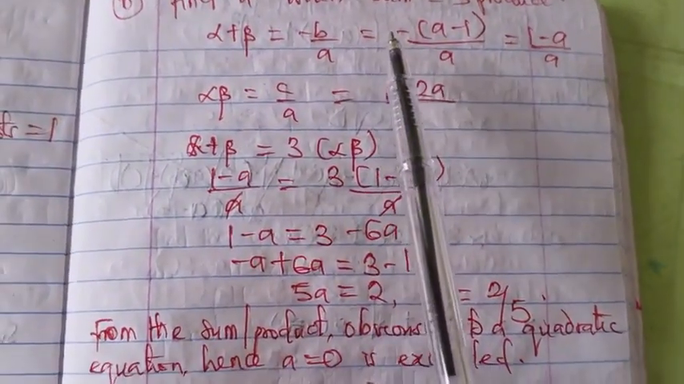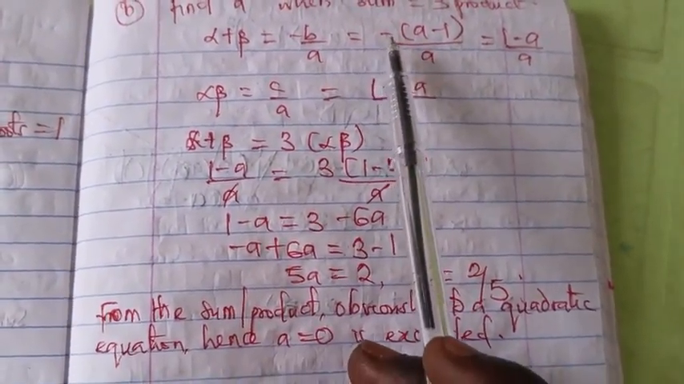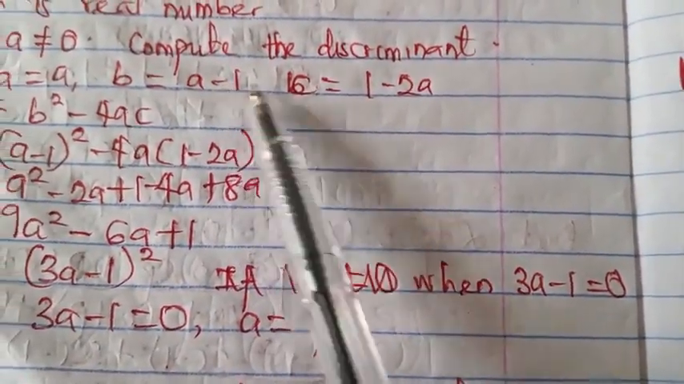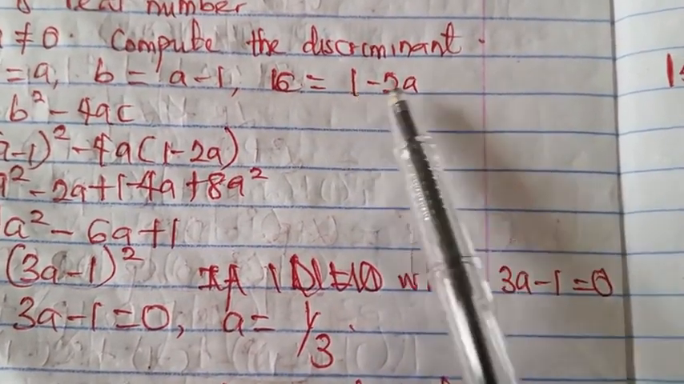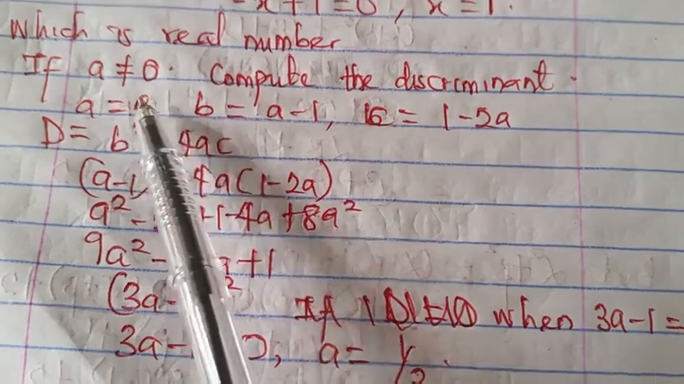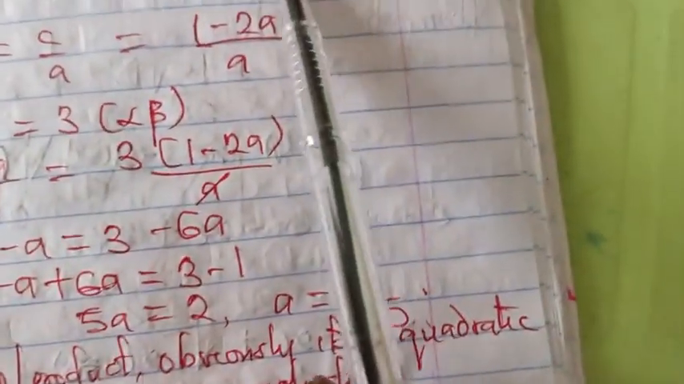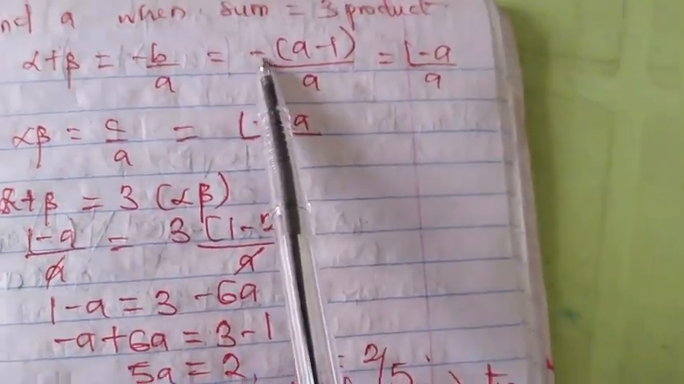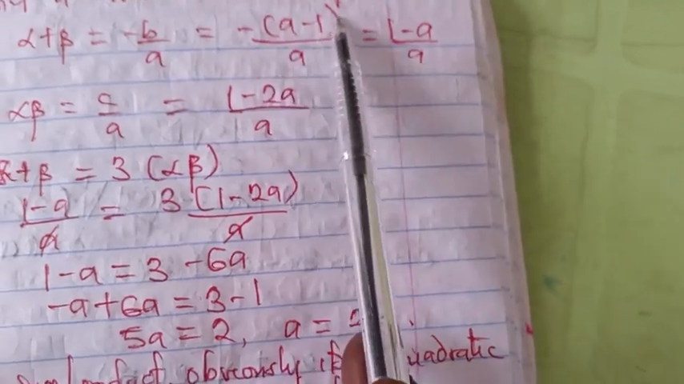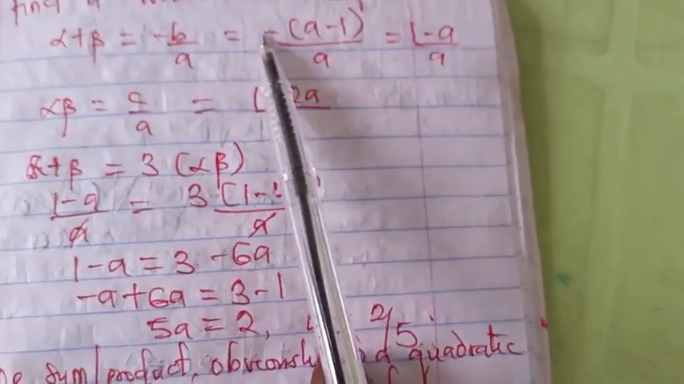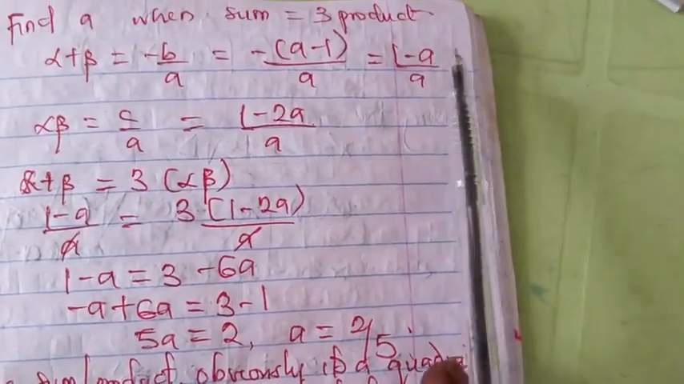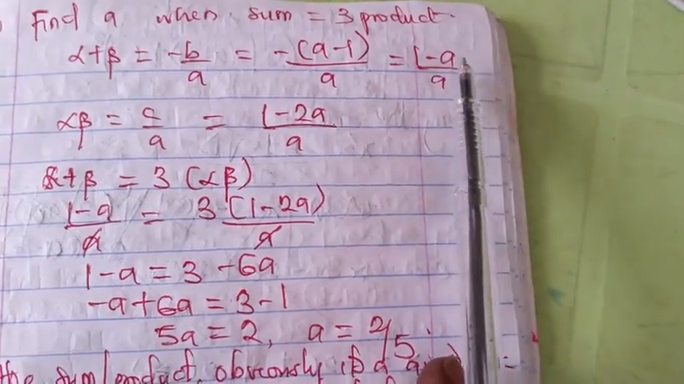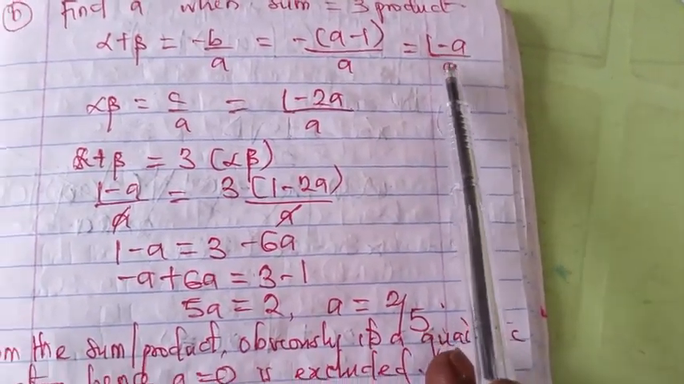Minus b over A. So already you know in this equation, our B is what? Our B is A minus 1. Our C is 1 minus 2A. And our A is A. So that was what we did here. So minus B over A, that will be minus A minus 1. Minus into bracket A minus 1 all over A. Minus times A, minus times minus 1 plus 1. So we brought the positive before the negative. We have what? 1 minus A all over A.